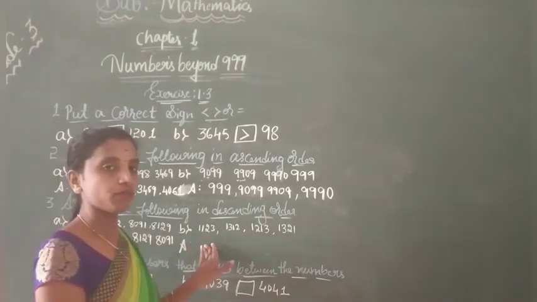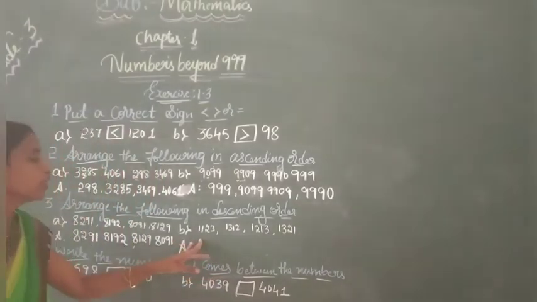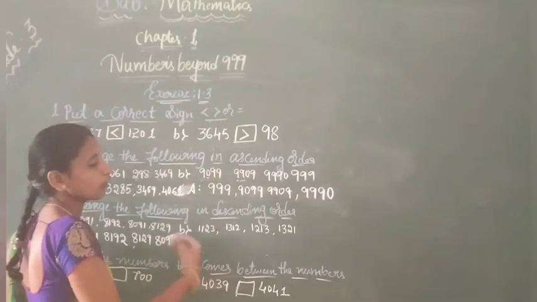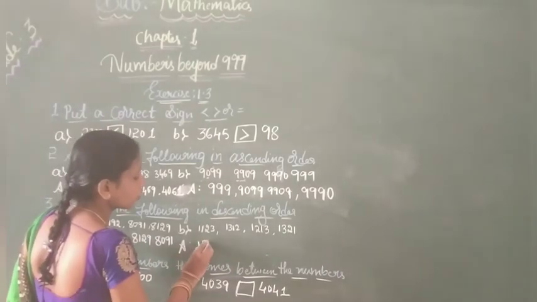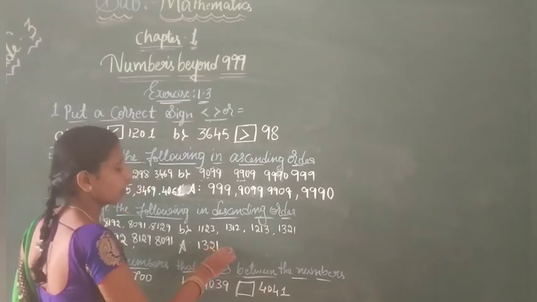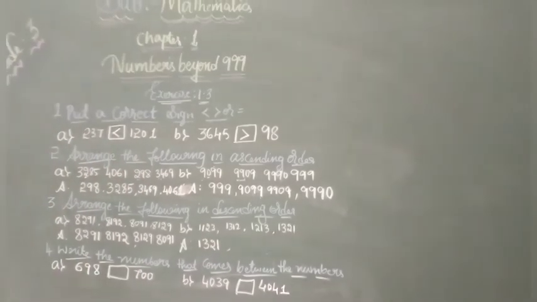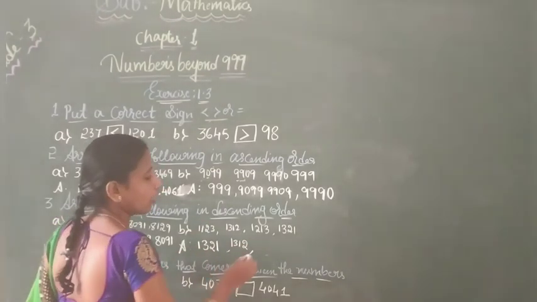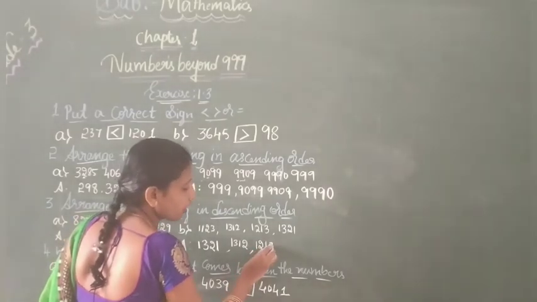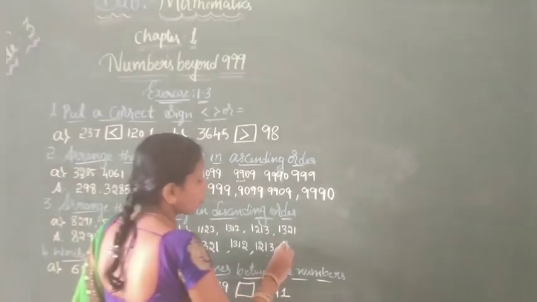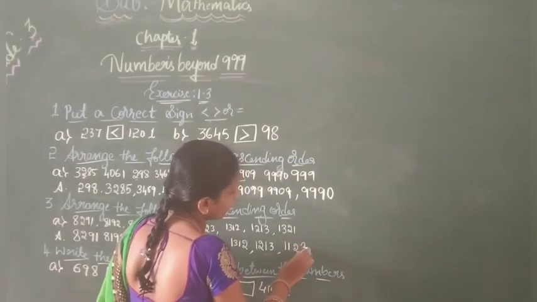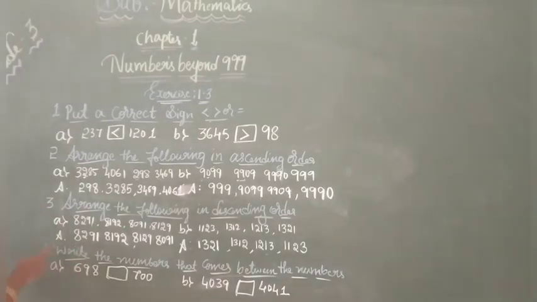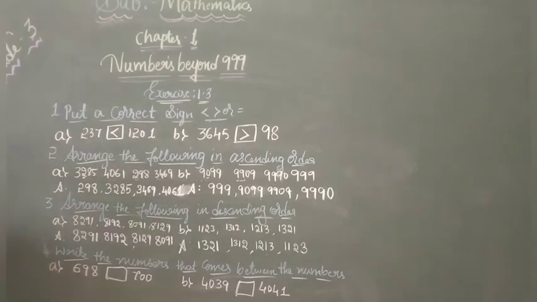Okay, next. One more example. Look here. You have to arrange from bigger to smaller. Which is the biggest number? 1321. Next, 1312. Next, 1230. Next, 1123. Here, don't get confused. Just observe the place values and write the numbers.